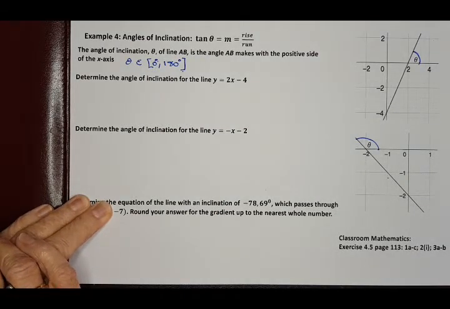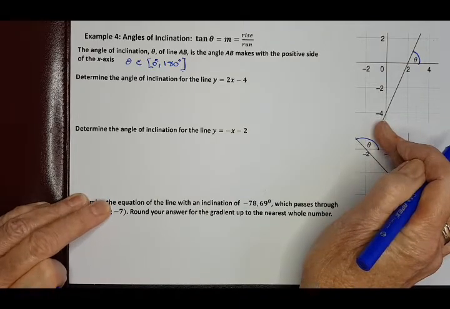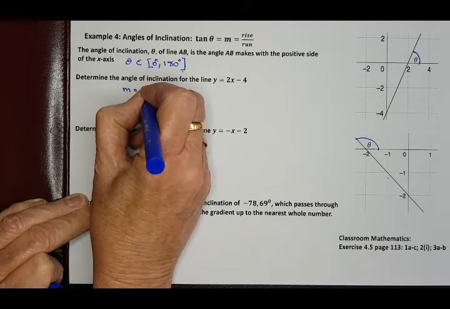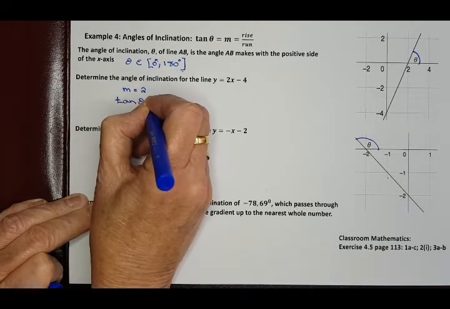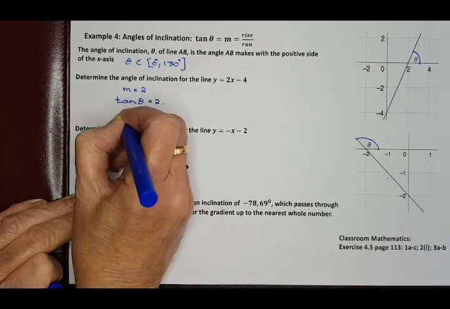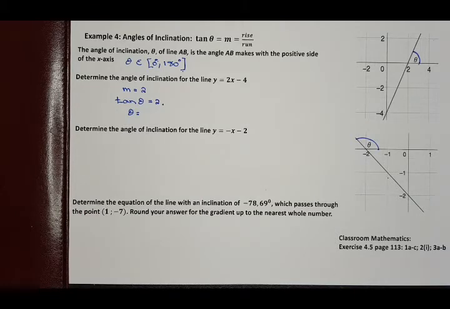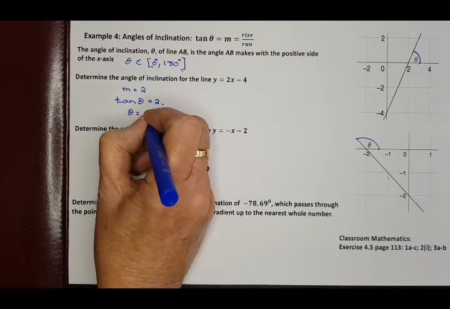Alright, so determine the angle of inclination of this line over here, y equals 2x minus 4. Well, the gradient of that line is equal to 2. So tan of the angle of inclination in this case is 2. When we solve a tan trig equation, we take arctan of 2, and our answer is 63,43.